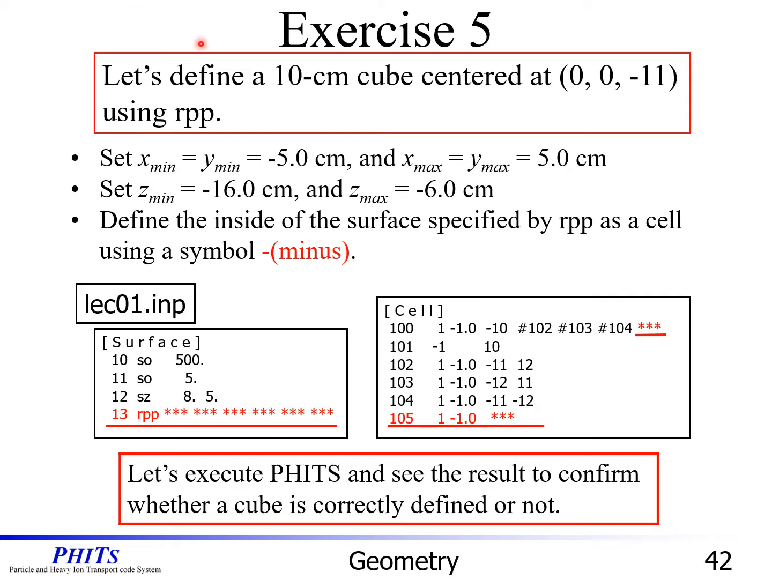Let's start with exercise 5. Now, let's define a 10 cm cube centered at 0, 0, -11 using symbol of RPP. First, set a cube in the range of -5 cm to 5 cm for x and y directions, and -16 cm to -6 cm for z direction. Then, in the cell section, define the inside of the surface specified by RPP as a cell using a minus symbol. Let's execute PHITS and see the result to confirm whether a cube is correctly defined or not.